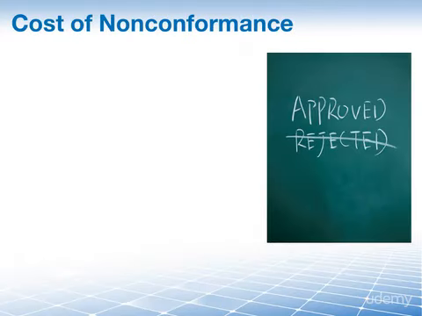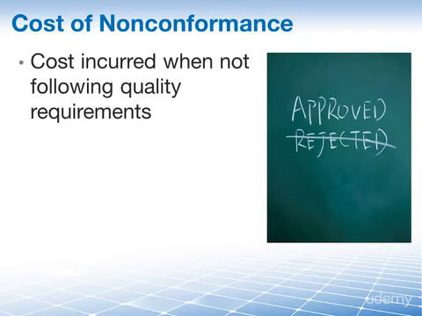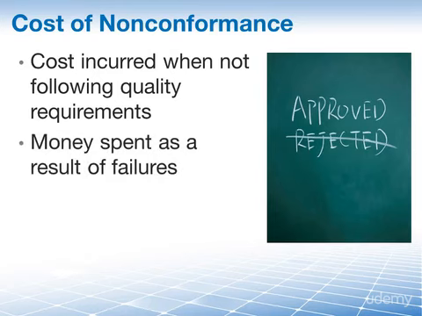And then we have the cost of non-conformance. This is, of course, the cost that is incurred when you complete project work that is not following your quality requirements. If there is a choice made to not conduct quality activities, then there is the potential for cost associated with any resulting problems. Those are the cost of non-conformance. It is the money that you spend during and after the project as a result of, well, failures.